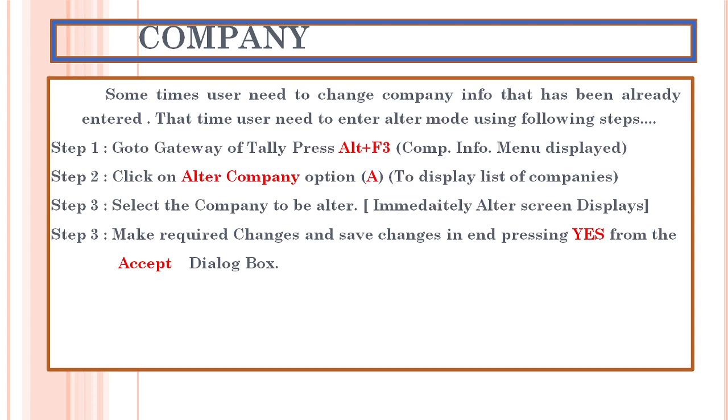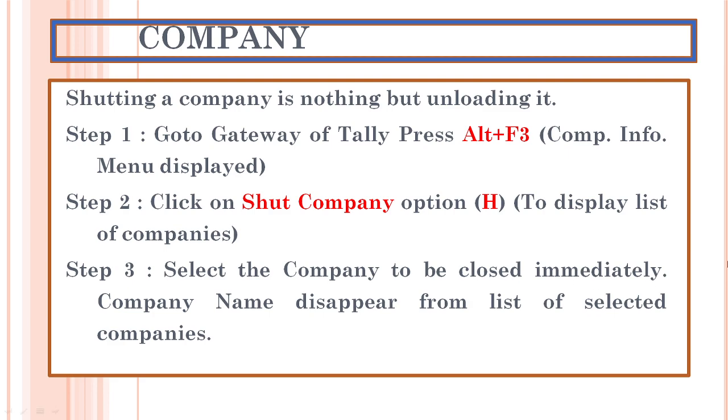Immediately the company information will be displayed on the screen. Whatever changes you want to do, you can make the changes and press enter. After pressing the enter key, it will ask to accept. Then press yes. The changes you have done will be saved into your company information.